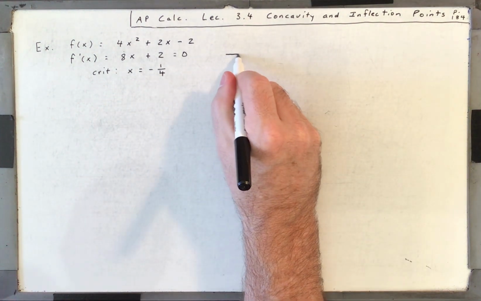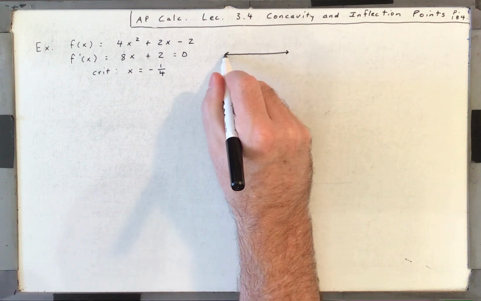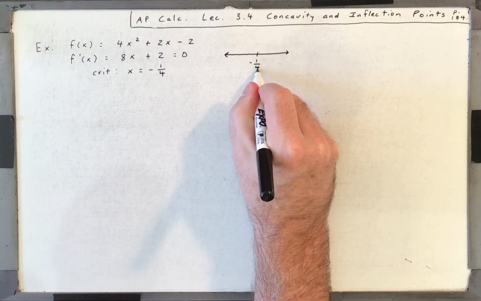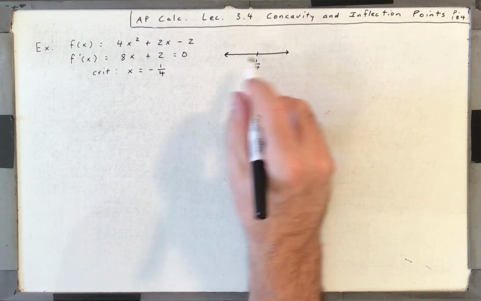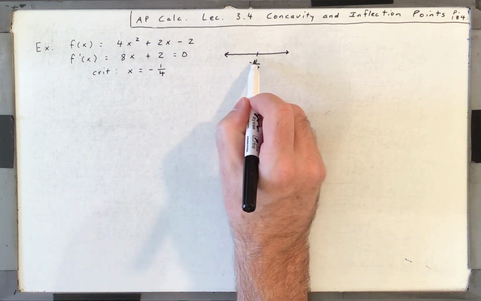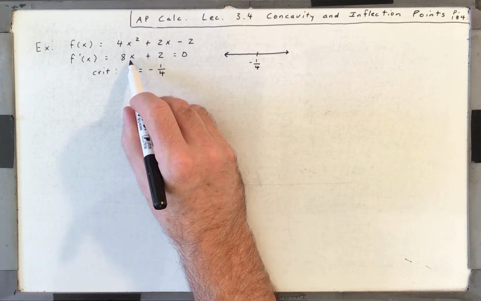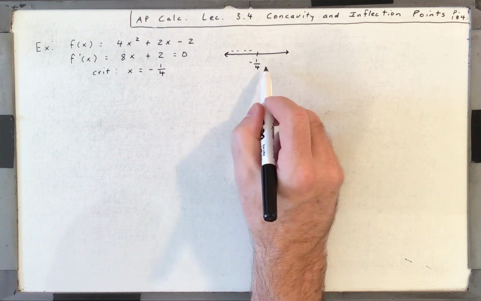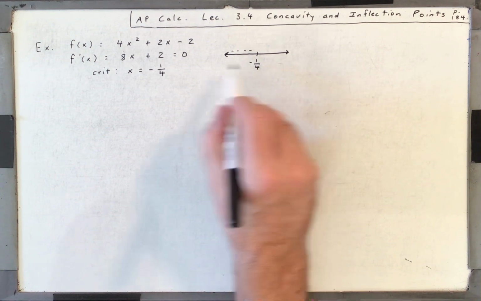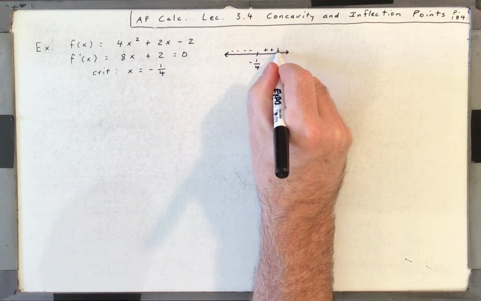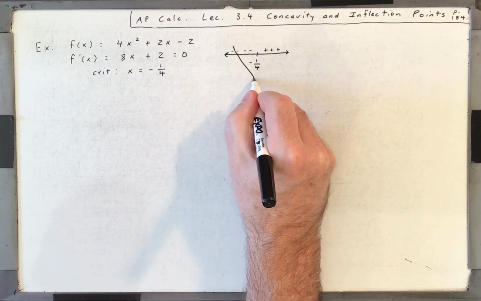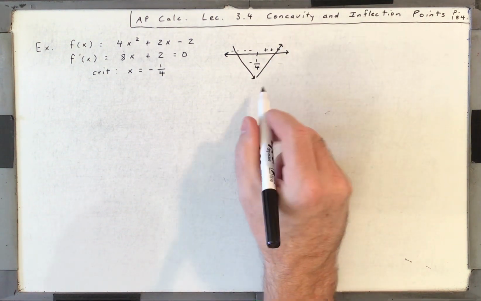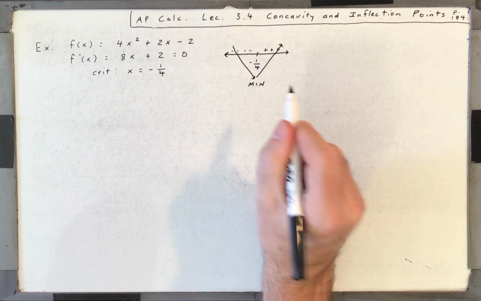Then we made a sign line next to the first derivative and put our critical point in there. When you plug in something less than negative 1/4, let's say negative 1, we end up with a negative. Let's say we plug in 0, because that's on the right side of negative 1/4, and we'd get a positive. So our function is decreasing until it hits that critical point and then increasing after that. We had a minimum right there.